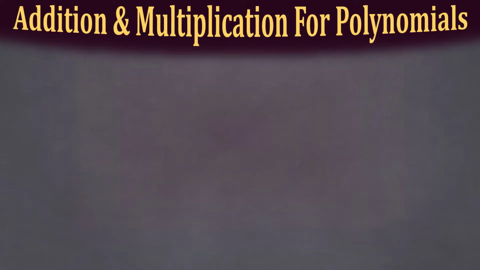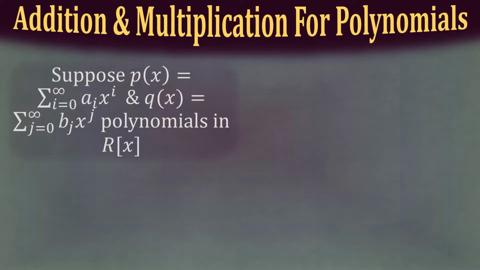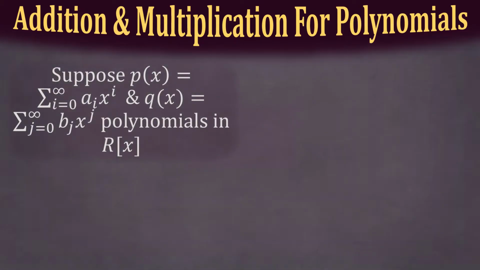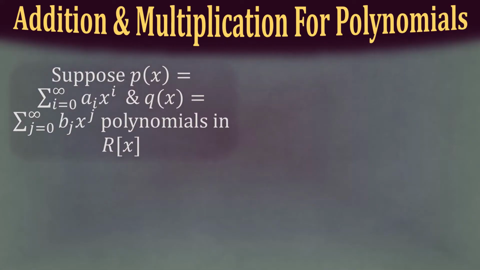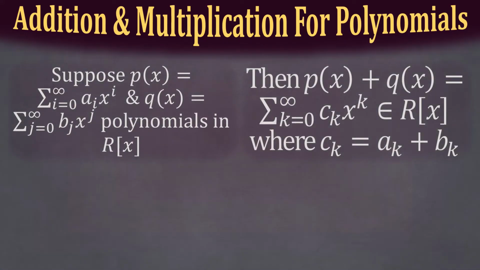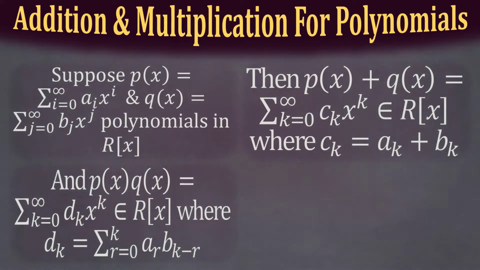Next, let's define addition and multiplication for polynomials. Suppose p of x is equal to the sum from i equals 0 to infinity of a sub i x^i, and q of x is equal to the sum from j equals 0 to infinity of b sub j x^j, and they're both polynomials in R adjoin x. Then p of x plus q of x is equal to the sum from k equals 0 to infinity of c sub k x^k, which is in R adjoin x, where c sub k is equal to a sub k plus b sub k. And p of x times q of x is equal to the sum from k equals 0 to infinity of d sub k x^k, which is in R adjoin x, where d sub k is equal to the sum from r equals 0 to k of a sub r times b sub (k minus r).